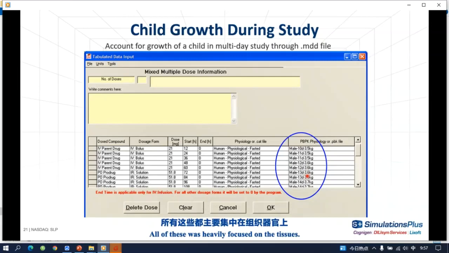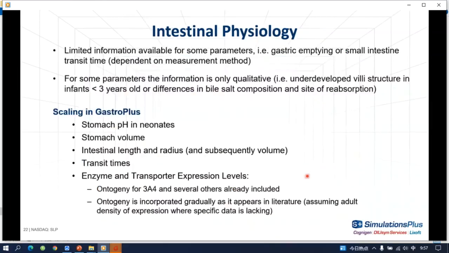So all of this was heavily focused on the tissues within the PBPK physiology. We haven't talked yet much about the intestinal physiology. And there is more limited information. Some parameters we are able to characterize and scale pretty well.